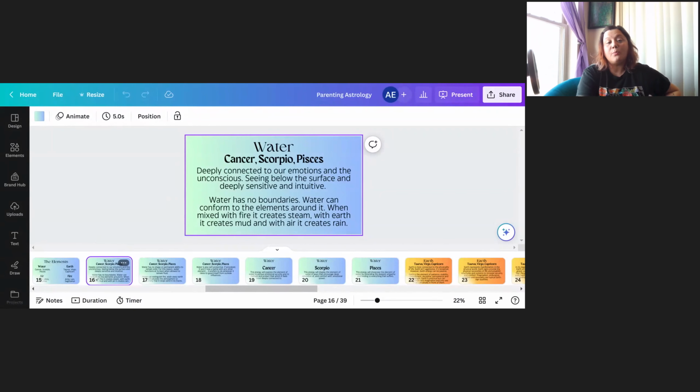So since water has no boundaries, water can conform to the elements around it. When mixed with fire, it creates steam. With earth, it creates mud. And with air, it creates rain.